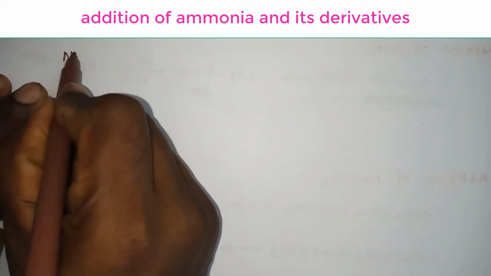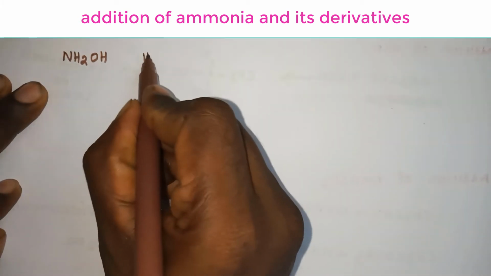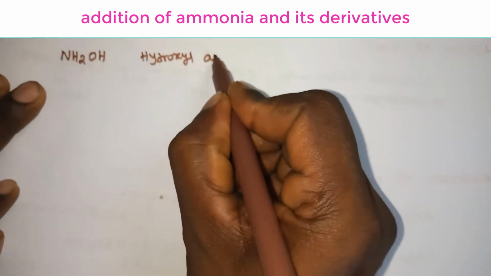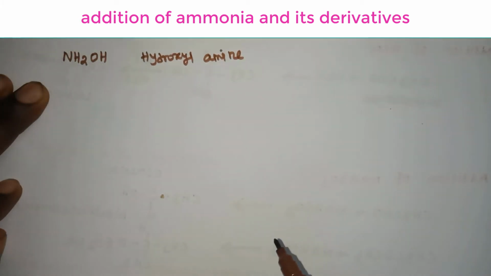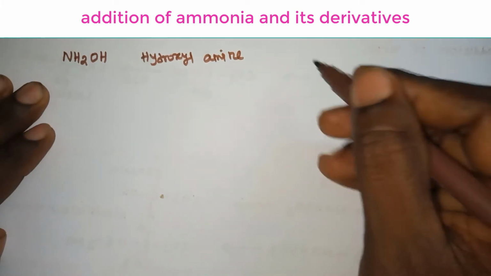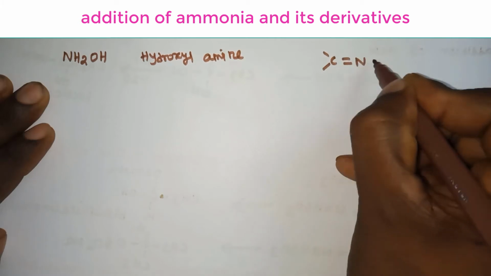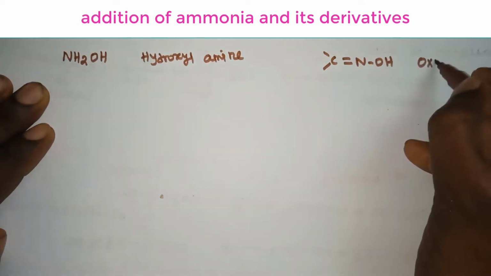Next nucleophilic reaction, addition of ammonia and its derivatives. First one, NH2OH. This is hydroxylamine. Hydroxylamine reacts with carbonyl compounds to form an oxime. The structure of oxime is C=NOH. The name of this is oxime.